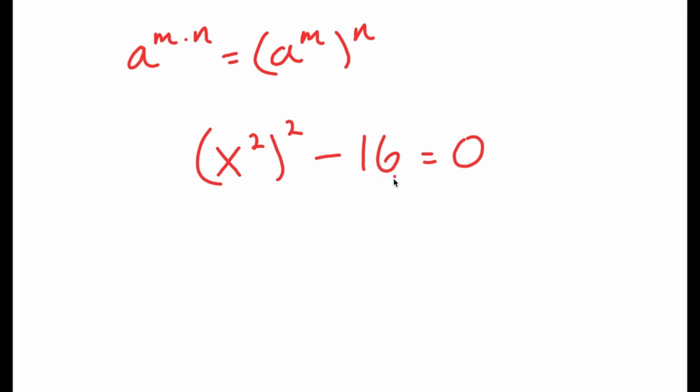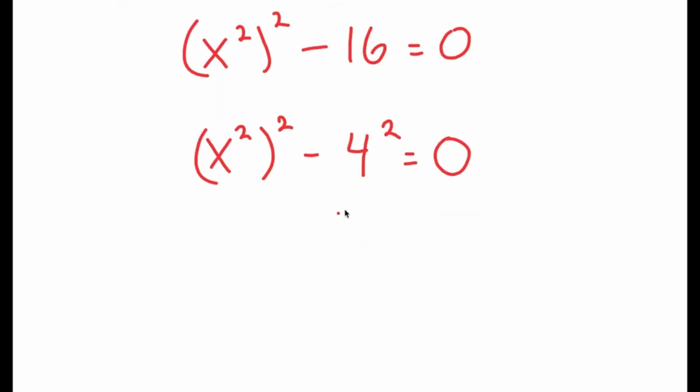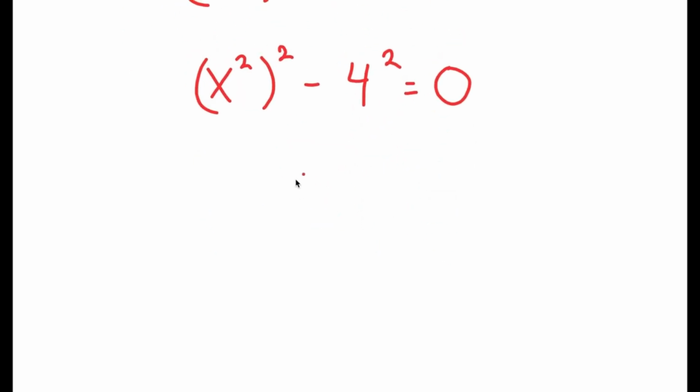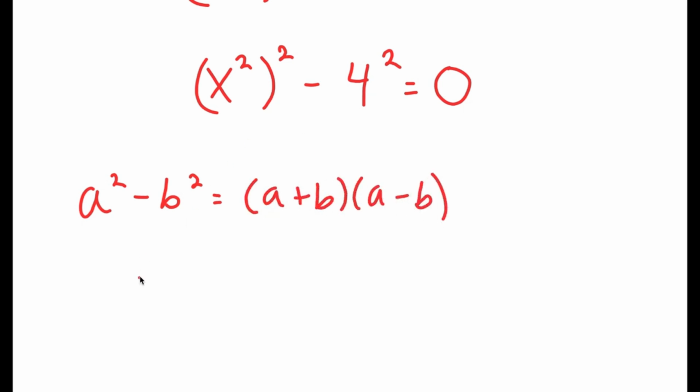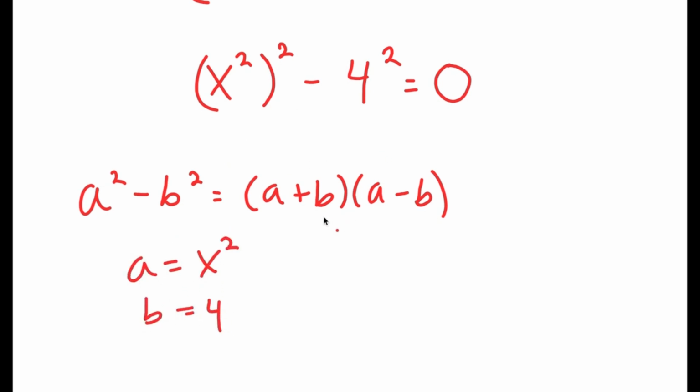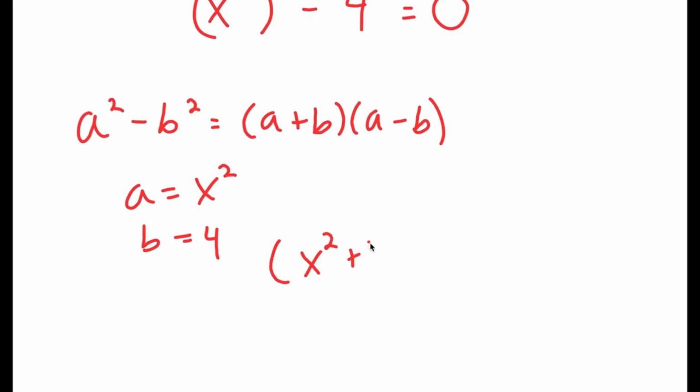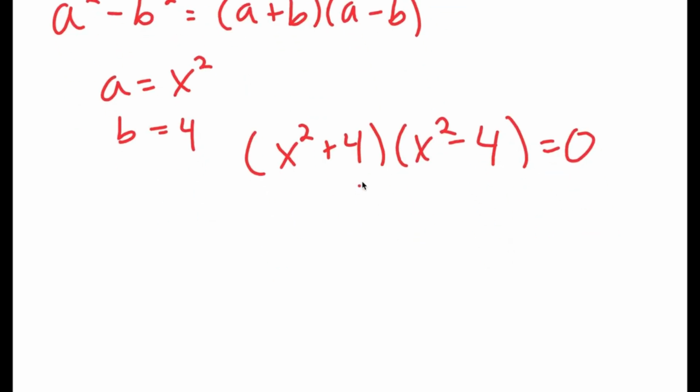Now from here, I'm going to rewrite 16 as 4 squared. So now I have x to the power of 2 to the power of 2 minus 4 squared is equal to 0. And if I have something in the form a squared minus b squared, this is equal to a plus b times a minus b. So in this case, a is x squared and b is 4. So this turns into x squared plus 4 times x squared minus 4 is equal to 0.